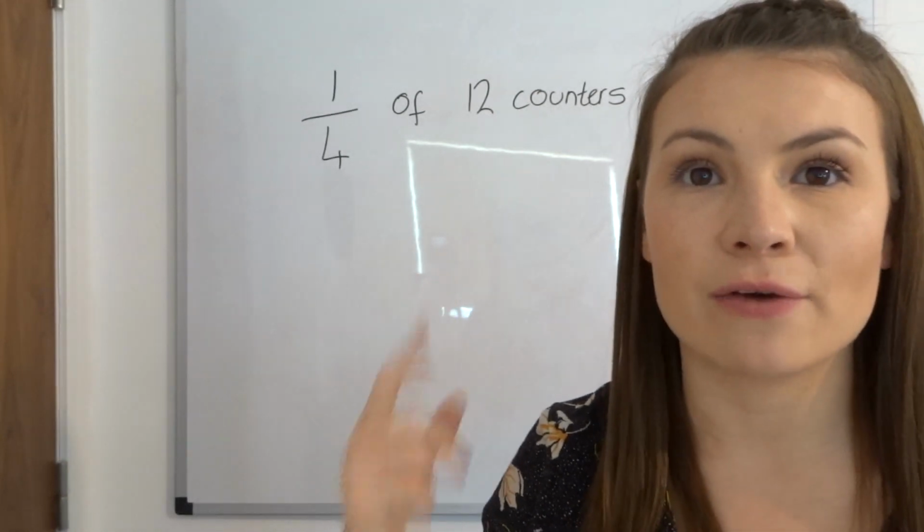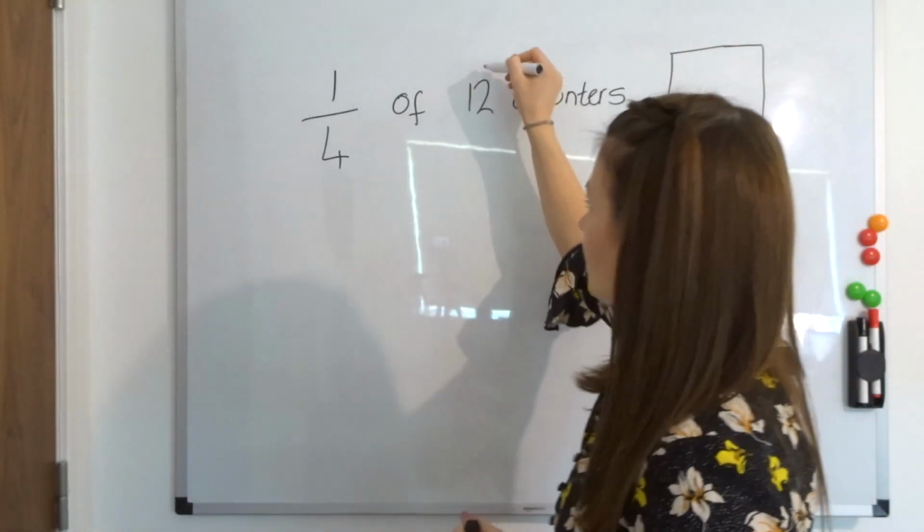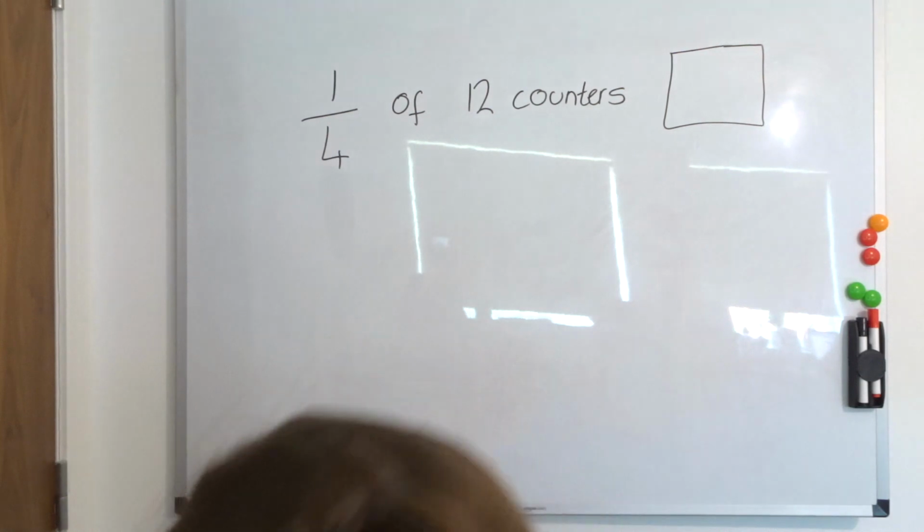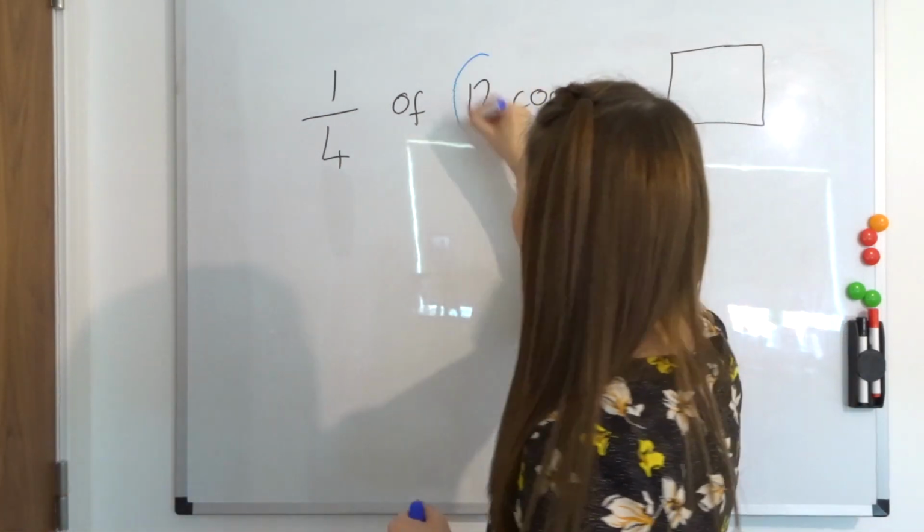So we're now going to look at fractions of quantities. So this is exactly the same process that we learned in the last video. This time we're just finding a fraction of different items as such, or different amounts. The first one I want us to find out is a quarter of 12 counters. Okay, I'll quickly write that on the board. Quarter of 12 counters. Now 12 counters is the whole amount.